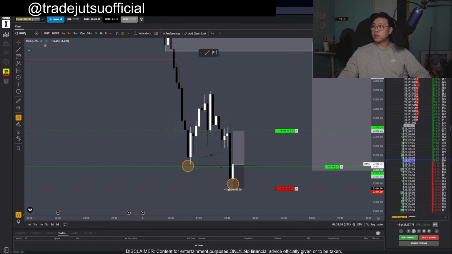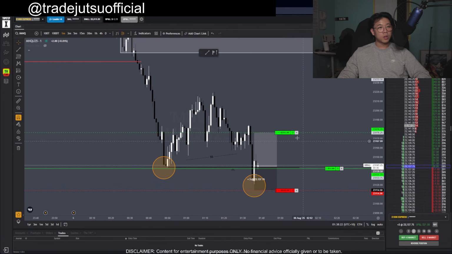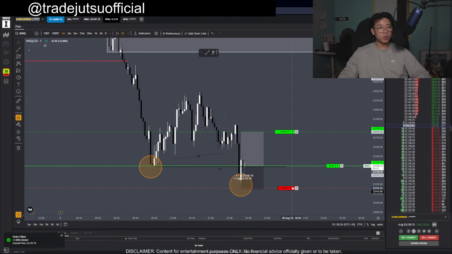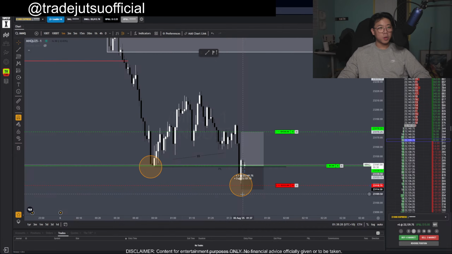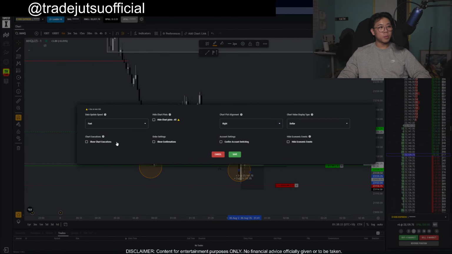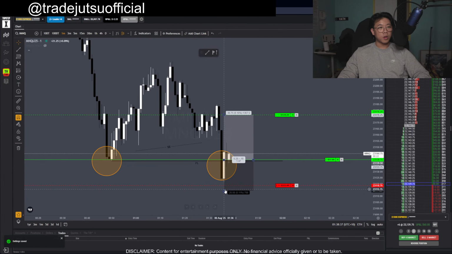Pretty easy on this. I kind of like the look of it. I might enter. Wait, let's have a look at the 1 minute. It does look like it just swept it. Look, I'm just going to enter a little bit more, tighten my stop loss up just a bit. I'm going to clean this up so I can look at it nicely. There you go. Okay, here we go.